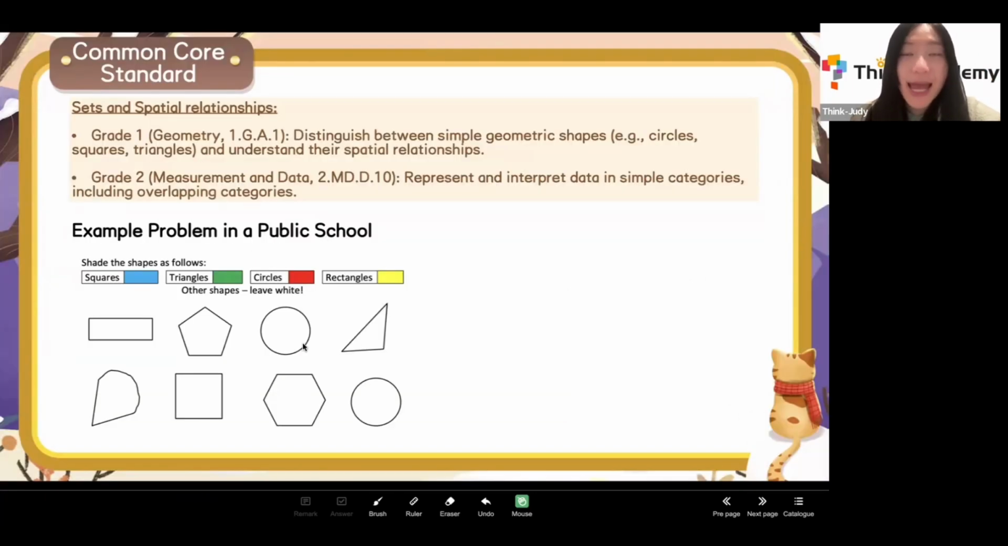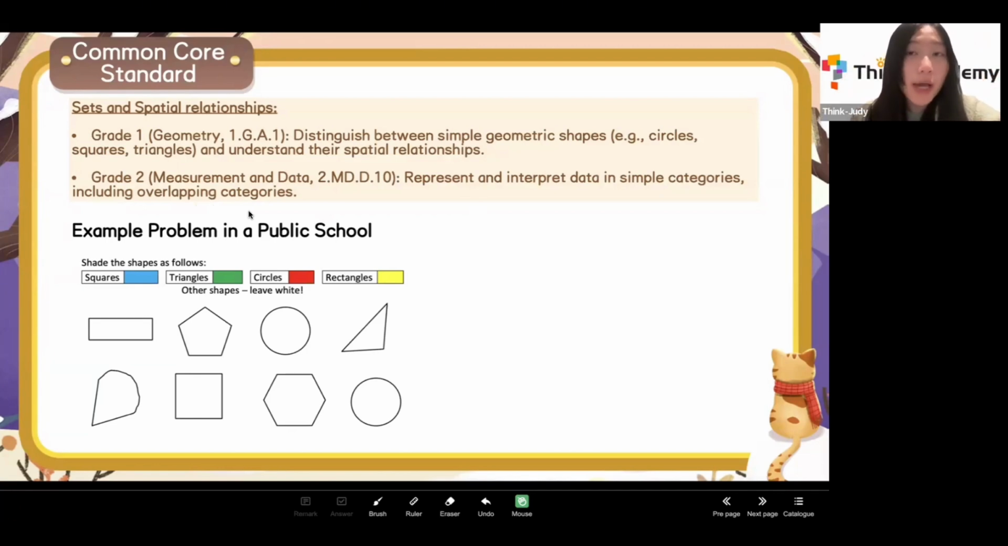Alright, for the first question, actually it aligns with what we learned in school math, Common Core as well. For example, according to the Common Core, in the first grade and the second grade, we need to distinguish between the simple shapes as we mentioned before, and also interpret the data in simple categories. So that means we have overlapping categories, which is the combination of those two knowledge points.